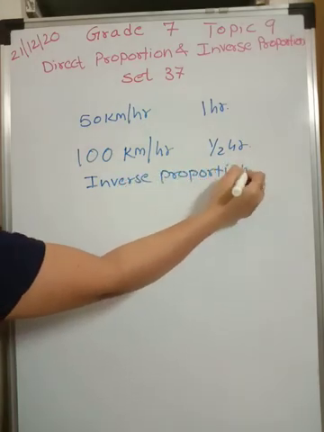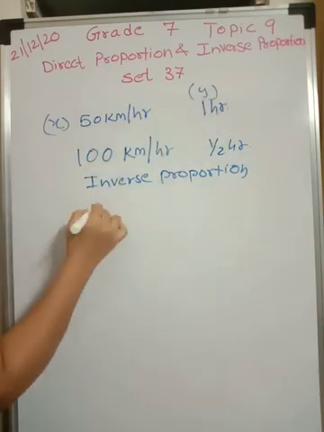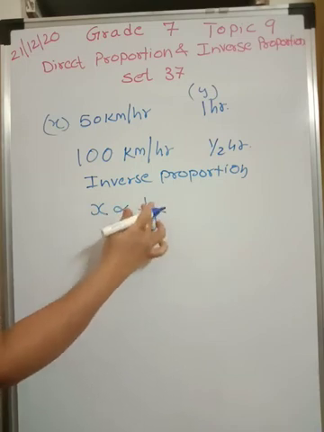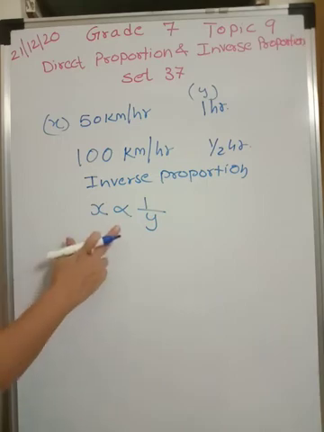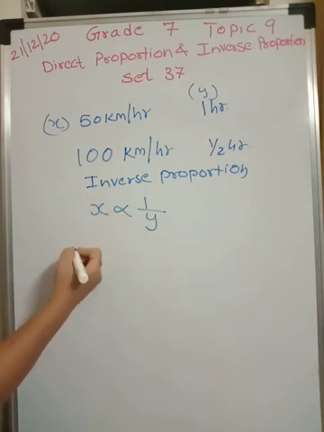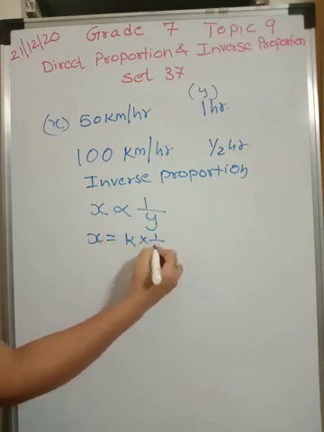Okay, if I indicate speed by x and time by y, I will say x is inversely proportional to y. Inverse proportion is given by 1 upon y. Alright, this is the proportion sign. Now if I want to remove this sign and put an equal to sign, I want to write it in the form of an equation, I have to add k over there. So x will be equal to k into 1 upon y.